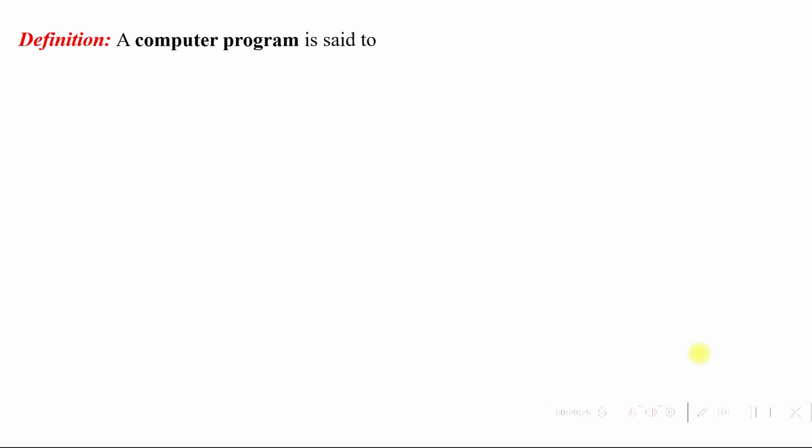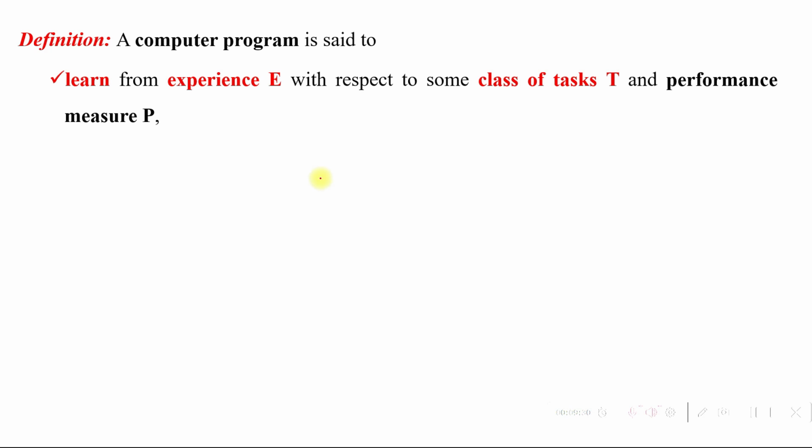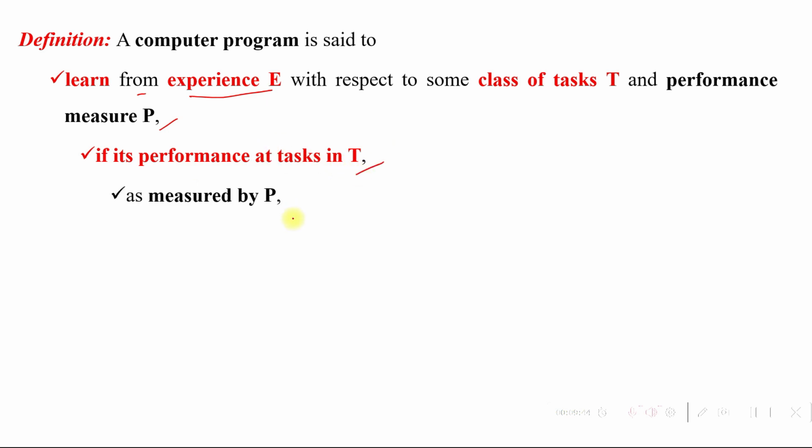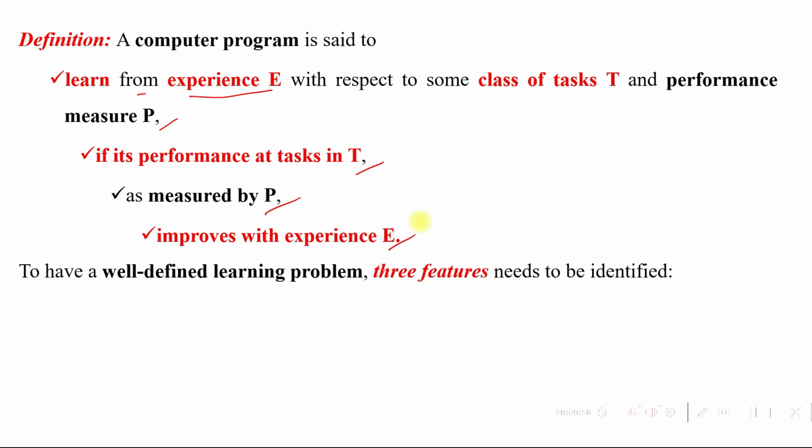Let's see another definition of machine learning. A computer program is said to learn from experience E with respect to some class of tasks T and performance measure P, if its performance at tasks in T, as measured by P, improves with experience E. So here experience, task, and performance measure are very important.